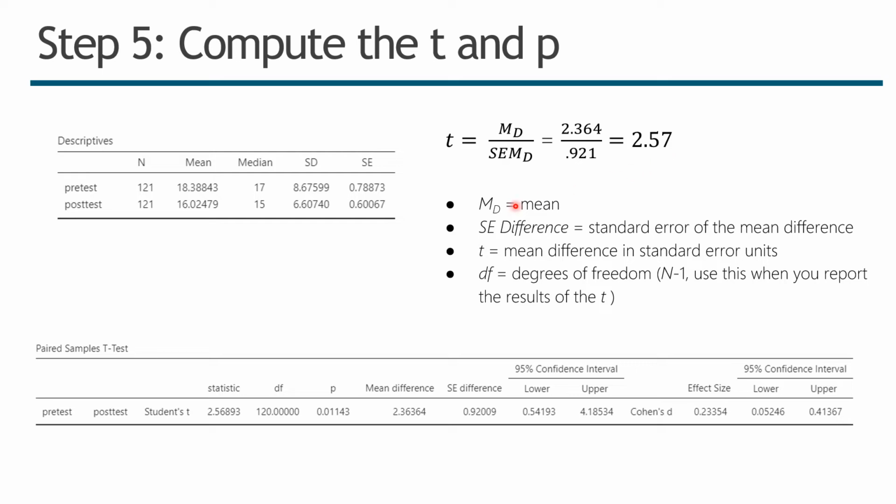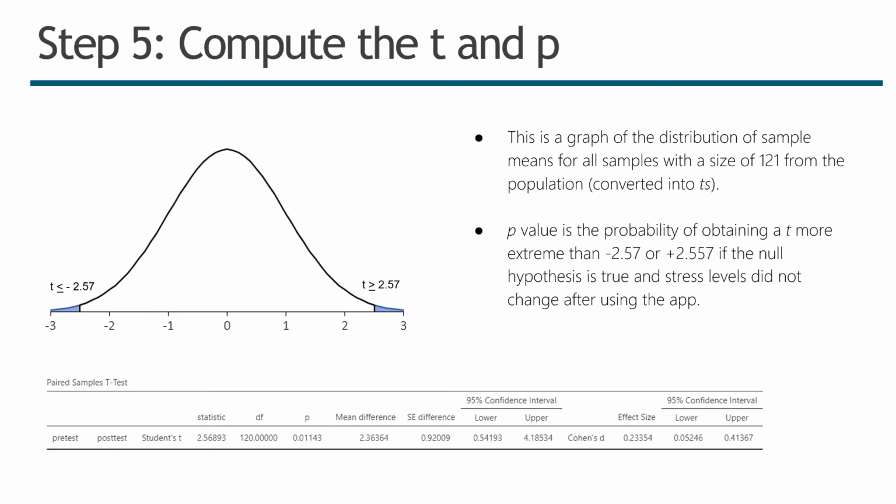Okay? The other thing to note here is that the degrees of freedom for this test are equal to 120, which is n-1, noting that n is the number of people in the study, or the number of pairs of scores in the study. Once you have your t, you also get the p-value from the output. So our p-value here is 0.01.